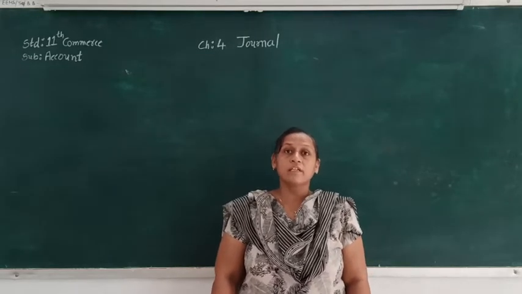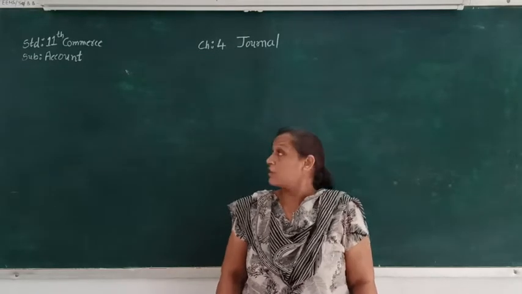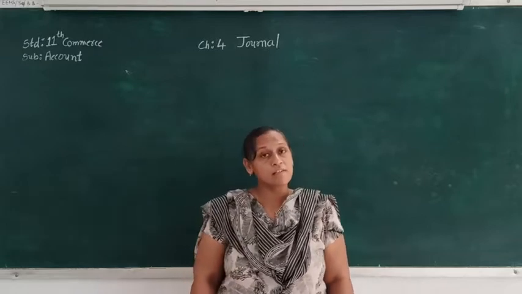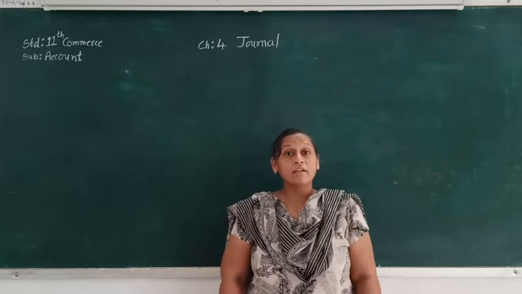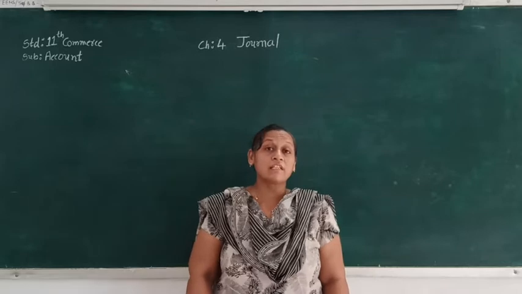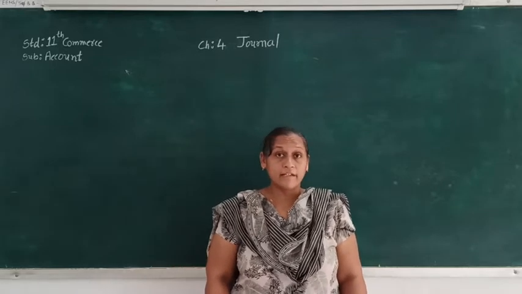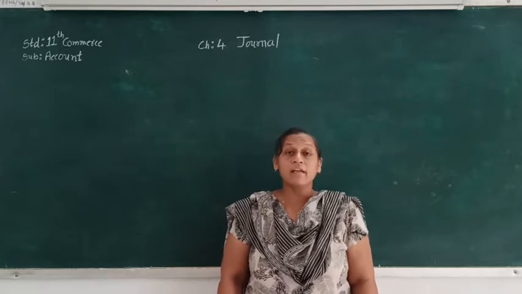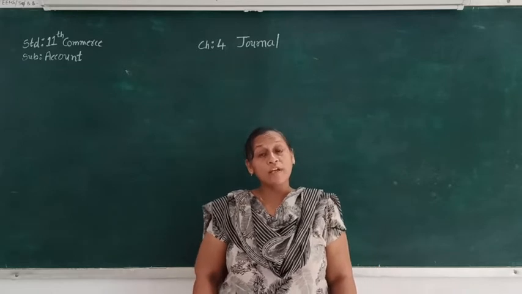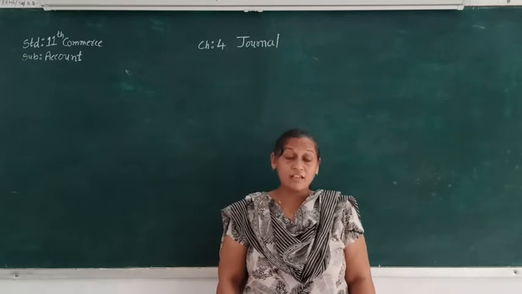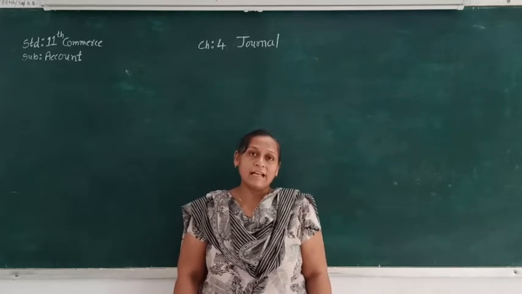We are going to see chapter number 4, Journal of Standard 11 Commerce Account. In our last video, we have seen the transaction related to capital and drawing. And today we are going to see transaction for goods and assets.